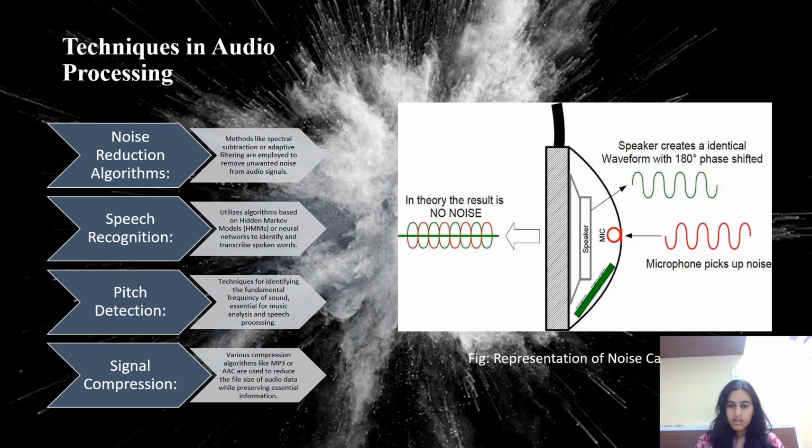Here also I have shown the noise cancellation in this figure. With the help of this figure, as it is shown, the microphone picks up a noise signal, then generates a waveform that is 180-degree phase shifted. Then the interference of both of them results in the cancellation of noise.